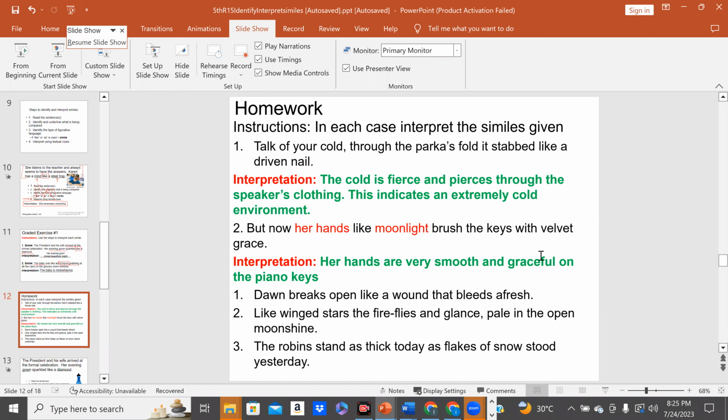It's so peaceful. Anyone ever listen to a piano that plays peaceful and graceful and smooth? Anyone ever had that experience? Yes, sir. Okay. So that's what the author is saying. Her hands like moonlight brush the keys with velvet grace. I have her hand moves gracefully. Gracefully on what? He was very close though. But her hand moves gracefully on the piano keys. Okay.